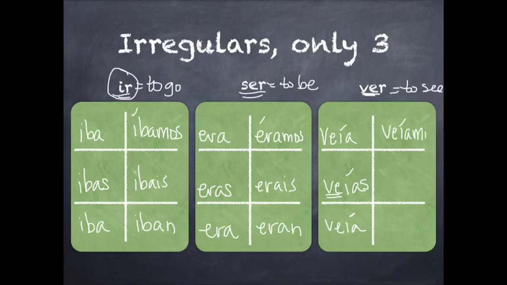Veíamos. Okay. Then we have veíais. That's a lot of vowels. And then for the last one, veían. Okay. So with these ones, the only thing you have to do is just memorize them. Make sure you know them by heart.